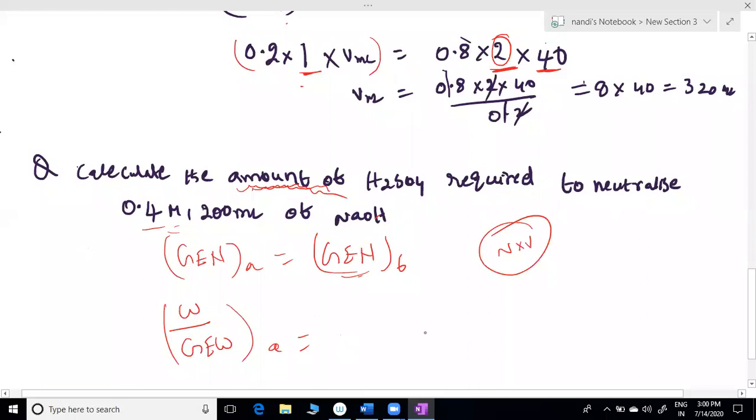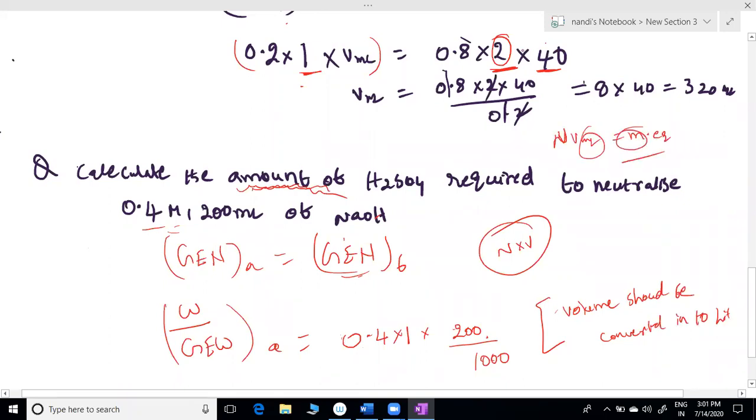If you take this in ml, you will get milligrams. If you want to get grams, you have to convert ml into liters. Please note down that point. Volume should be converted into liters. If you don't, you will get milligrams. That is, N into V in ml equals milli equivalent. Milli means 10 power minus 3. Keep in mind.